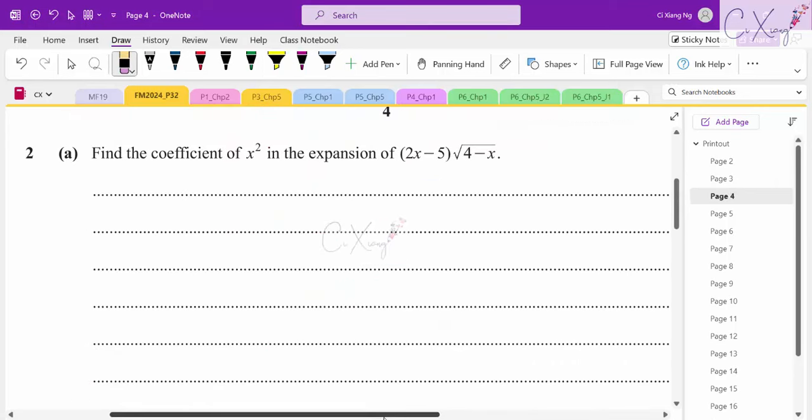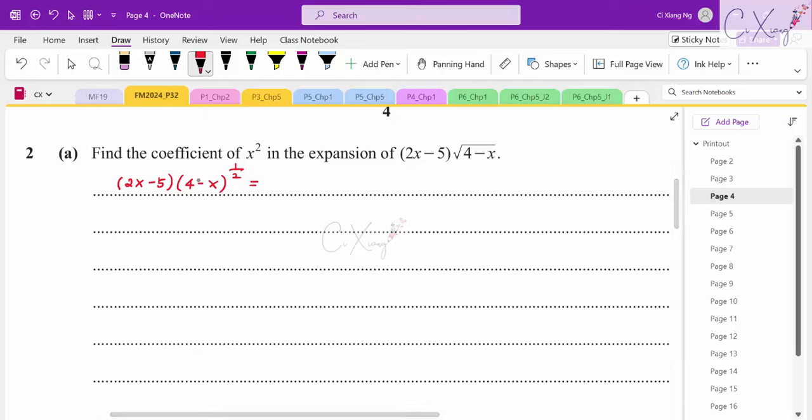Alright, so question number 2. Find the coefficient of x squared for this particular expansion. To expand these two products, 2x minus 5, this bracket is power 1, so I cannot expand anything. But 4 minus x, I'm having power half. So basically, I can use the binomial expansion formula to expand the bracket of 4 minus x power half.